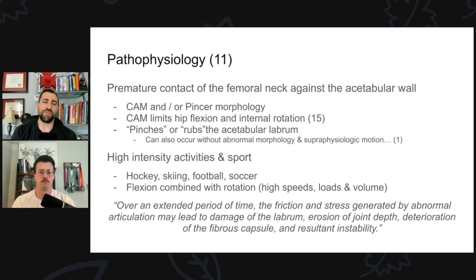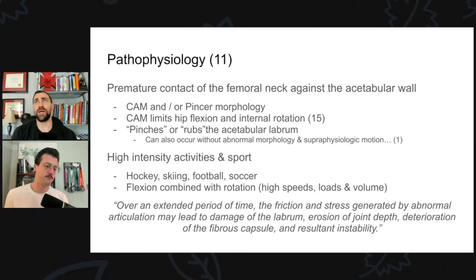We know that CAM morphology is going to limit hip flexion and internal rotation. So if someone has a large restriction in hip flexion or internal rotation, it's a good chance that's coming from CAM morphology, not, let's say, a capsular muscular limitation. So it's important you don't just ram through a bunch of range of motion, particularly in folks that are pretty painful. And this can pinch or rub the acetabular labrum.